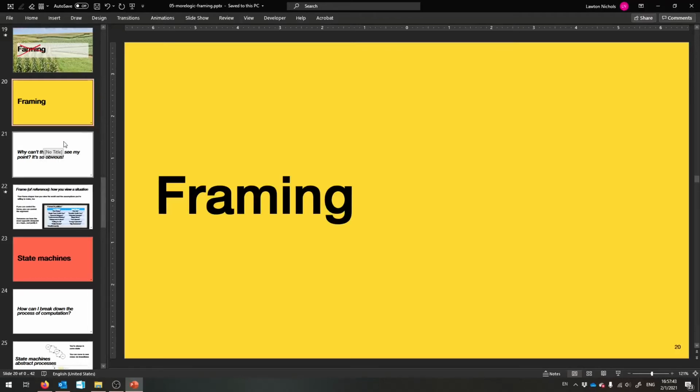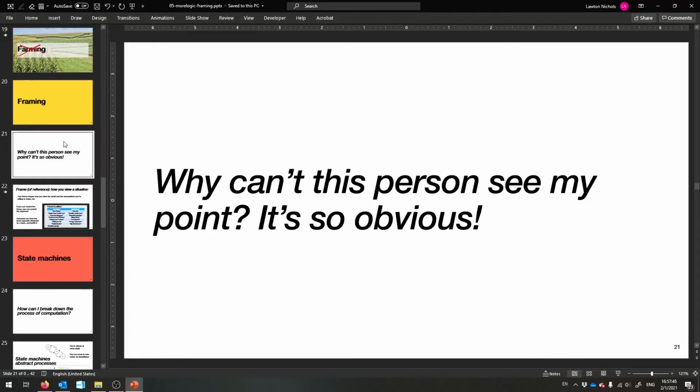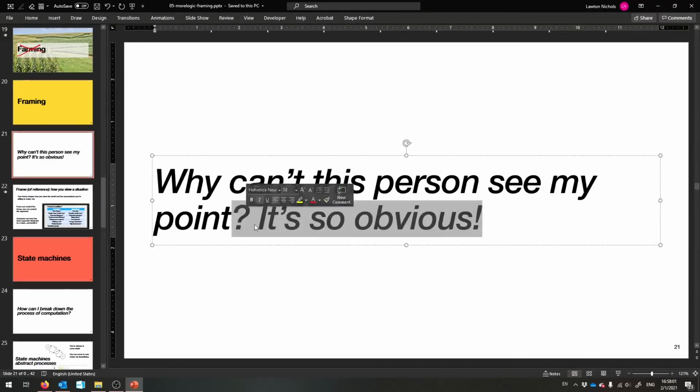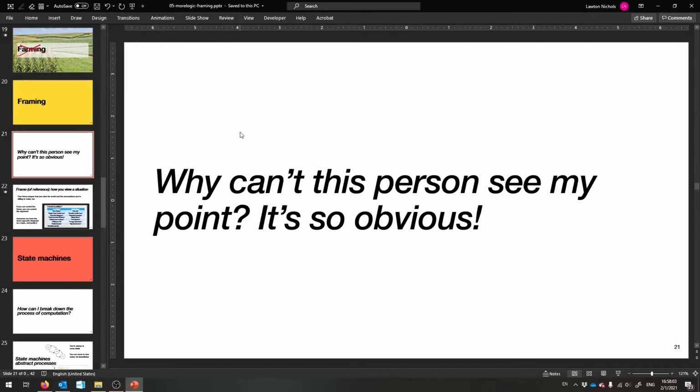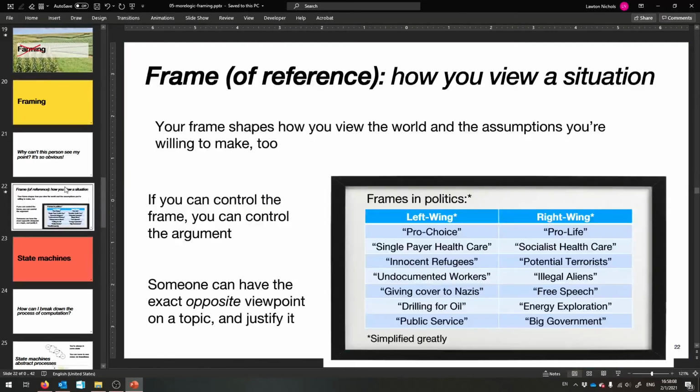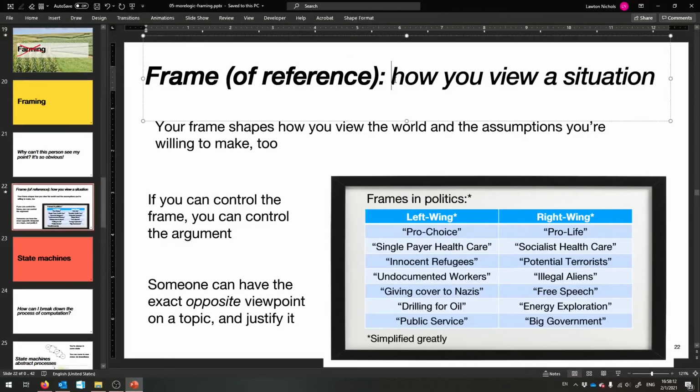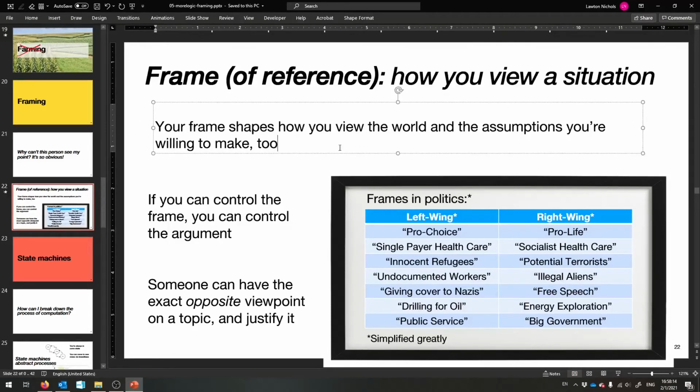Okay? So what I'd like to answer in one slide is, why in the world can't this person see my point? It's so obvious that this thing is true, that this thing is correct, that this thing is right to do, but this other person over here doesn't think the same way, and they're just wrong. It's so obvious that my way is right. What's going on? And the answer is framing, okay? A frame or a frame of reference is how you view a situation, how you view the world.